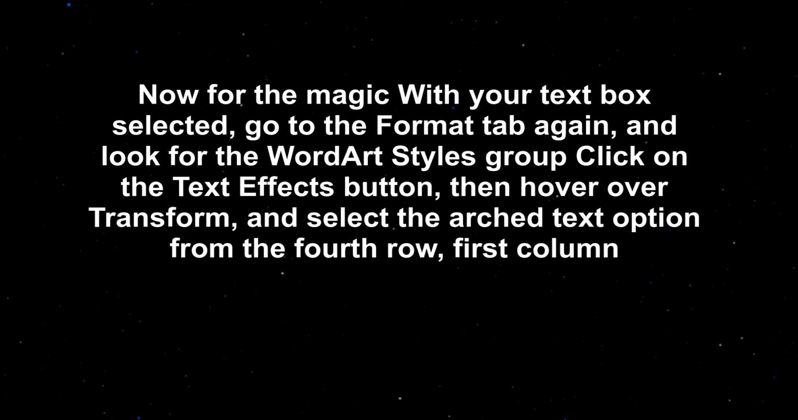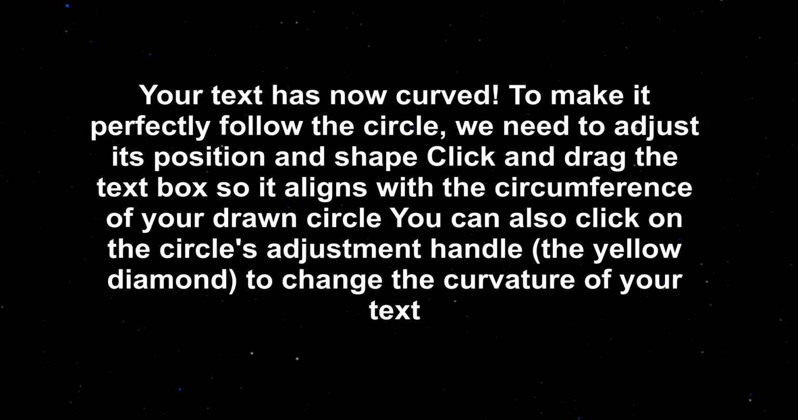Now for the magic. With your text box selected, go to the Format tab again and look for the WordArt Styles group. Click on the Text Effects button, then hover over Transform and select the Arched Text option from the fourth row, first column. Your text is now curved.